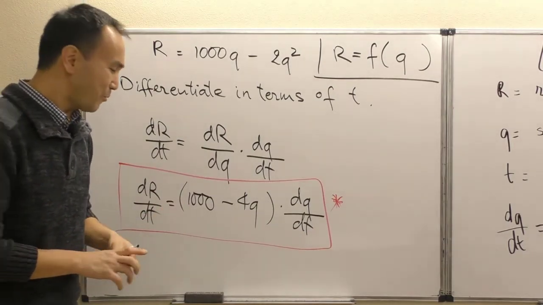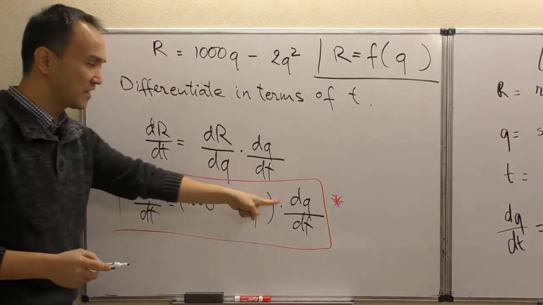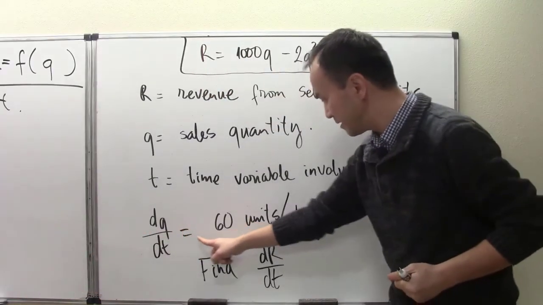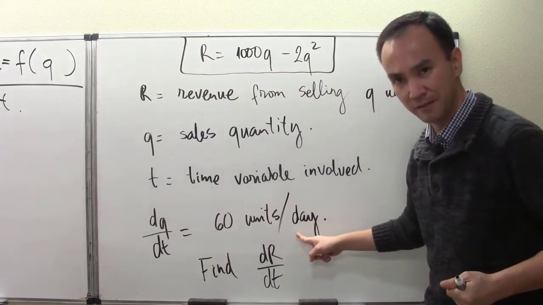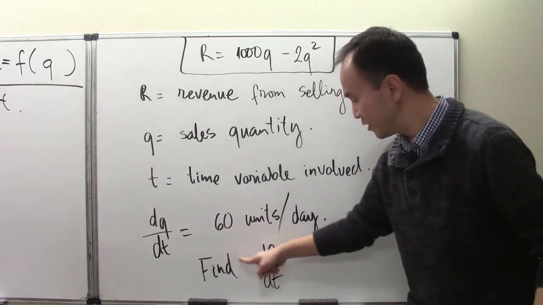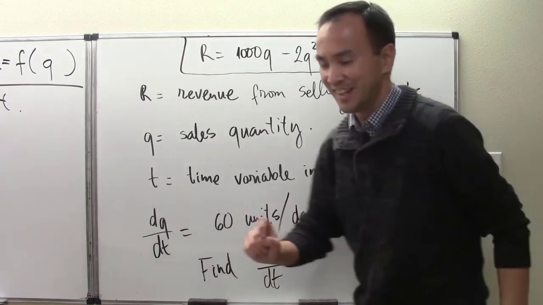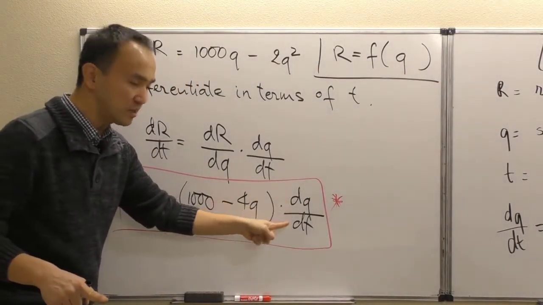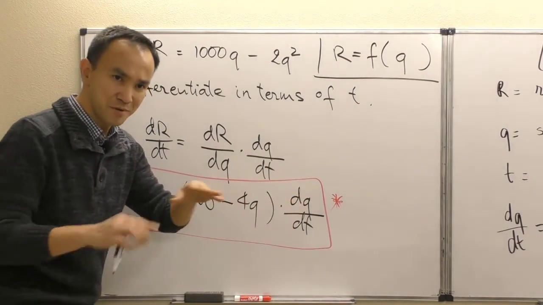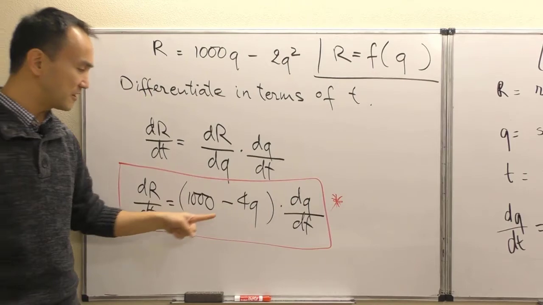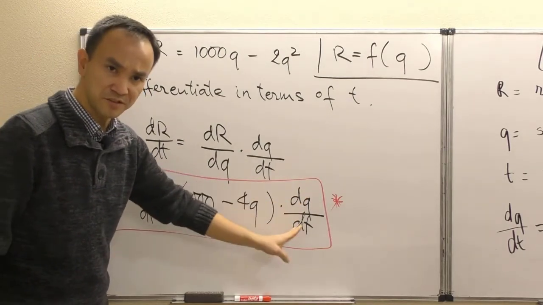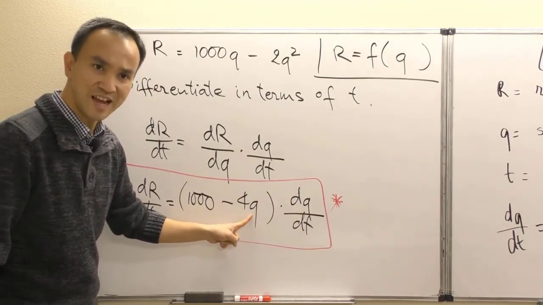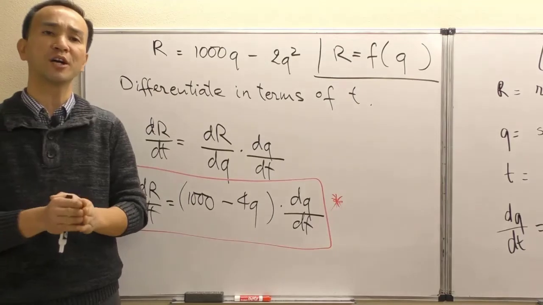Now at this point, we know that we were given dQ/dt to be positive 60 units per day. That's dQ/dt, it was given. We need to find dR/dt. So in this equation, I am ready to substitute dQ/dt with 60. But let's hold it. I realize one further thing. Once we substitute dQ/dt with 60, we're still going to get stuck with that variable Q, because we need to also know a quantity of Q.